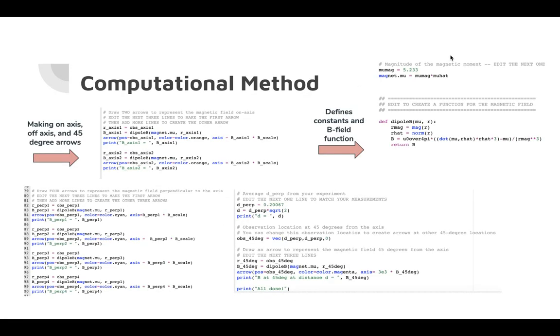Some computational code that I have for my method and model: I defined the constants in the B field function first, which is shown to the top right, and then I made arrows for the on-axis, off-axis, and 45-degree B field, which are shown to the left.